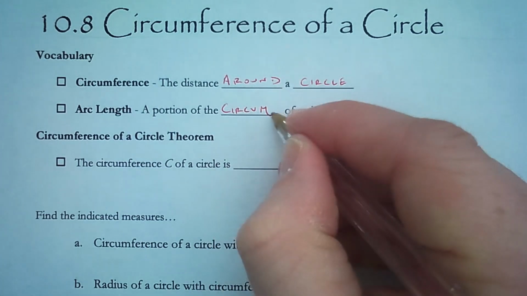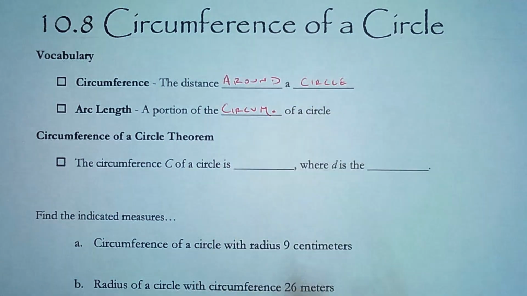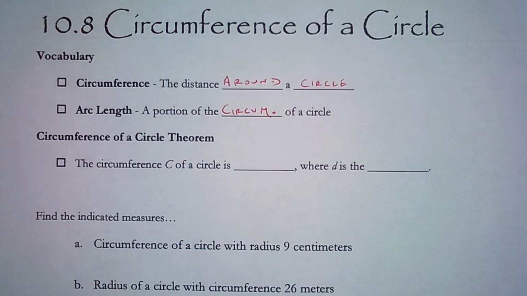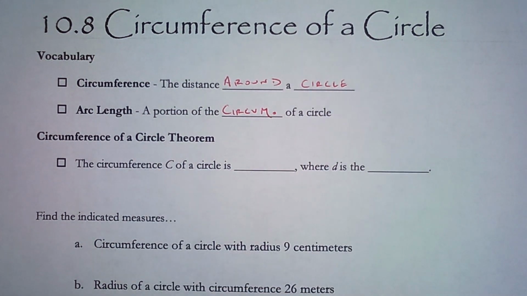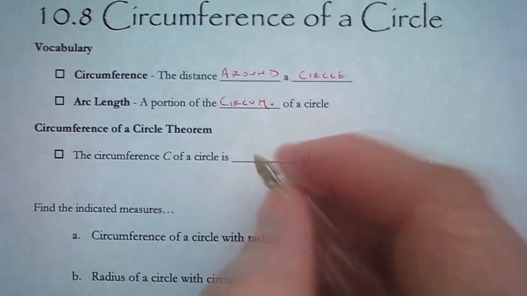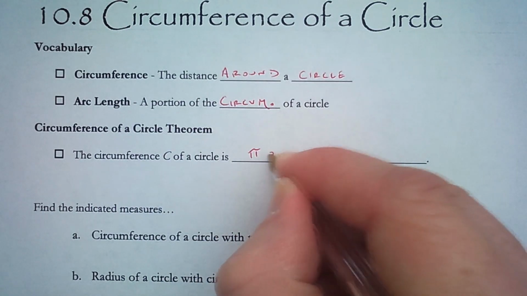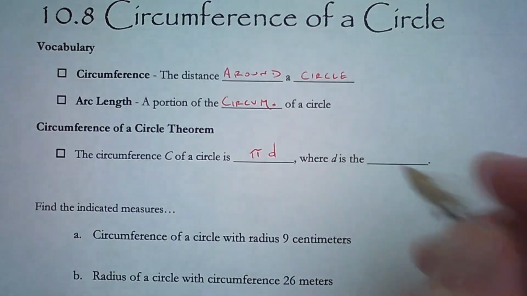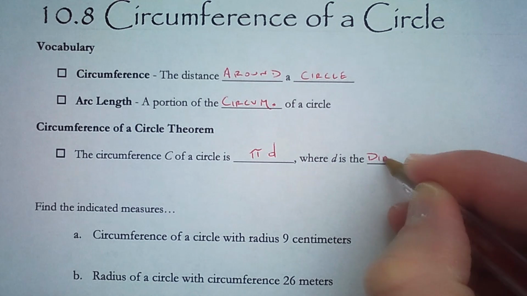I don't have a lot of room here, so I'll abbreviate circumference. Arc length is a portion of the circumference of a circle. So here's how you find the circumference of a circle. The circumference, and we'll call it C, of a circle is pi times the diameter. Okay, so C equals pi times D, where D is the diameter.